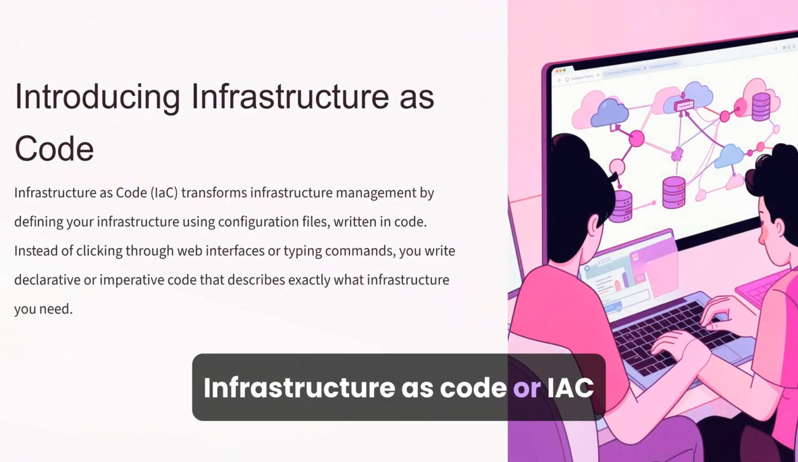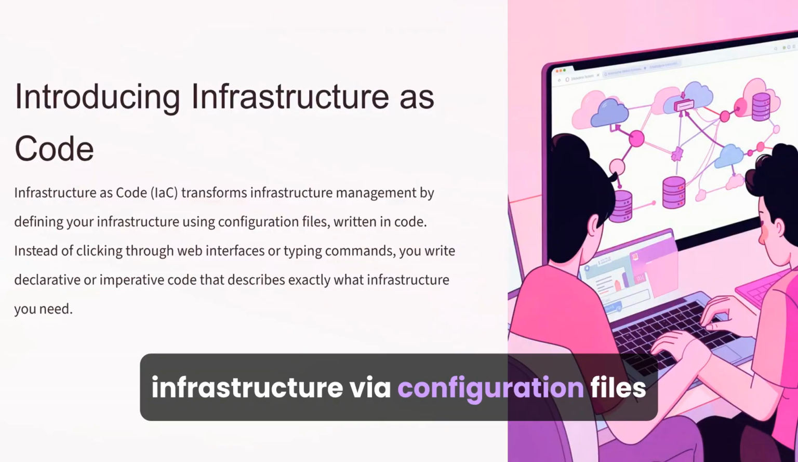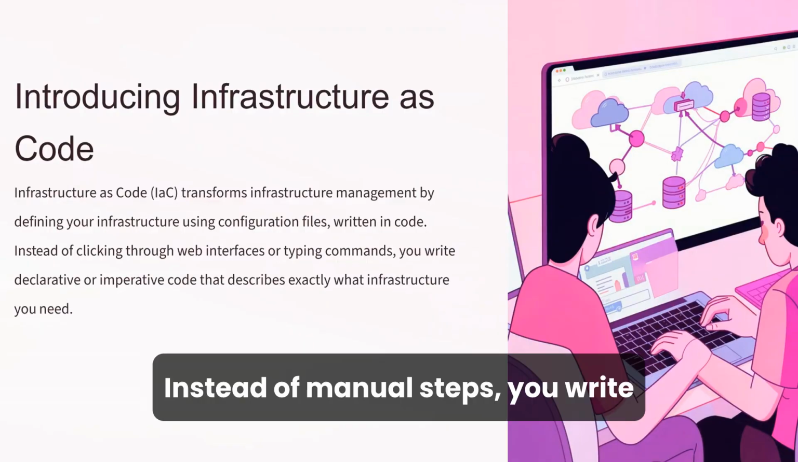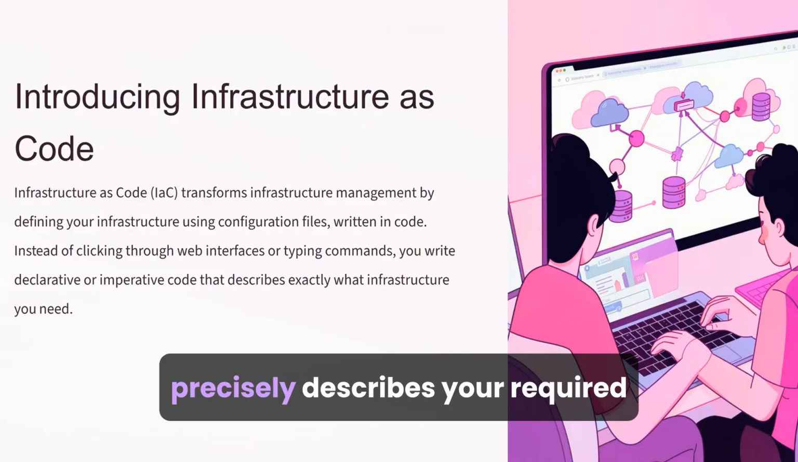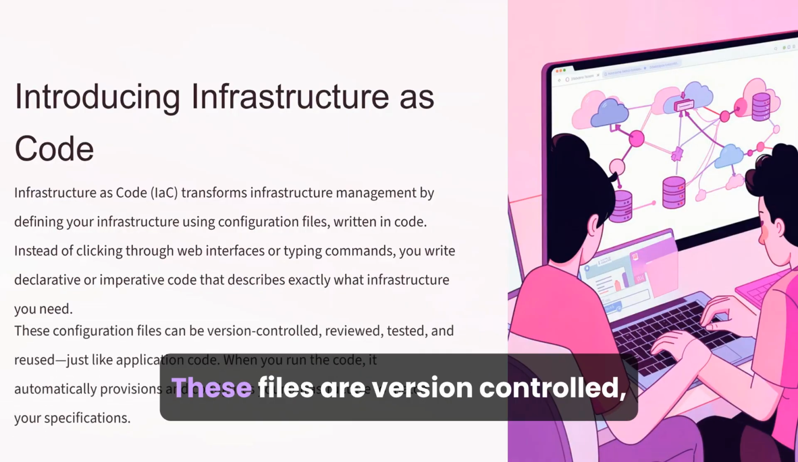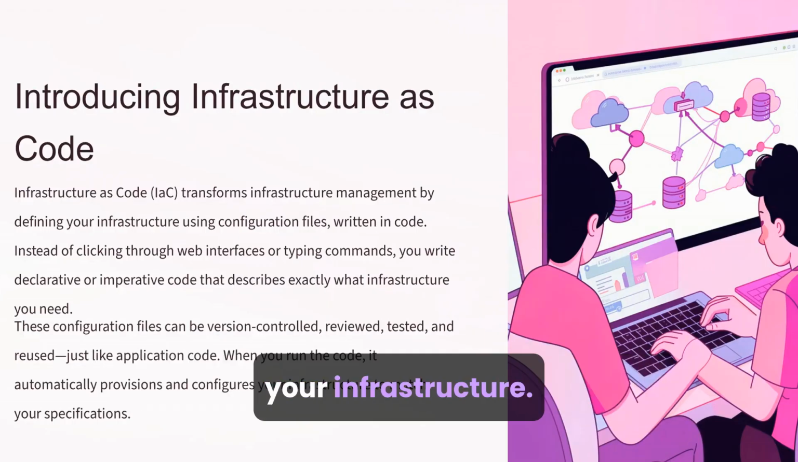Infrastructure as code, or IaC, revolutionizes this by defining infrastructure via configuration files written in code. Instead of manual steps, you write declarative or imperative code that precisely describes your required infrastructure. These files are version-controlled, reviewed, and automatically provision your infrastructure.